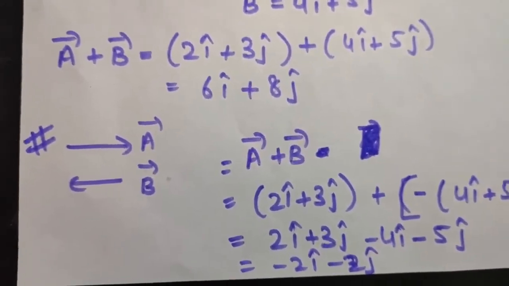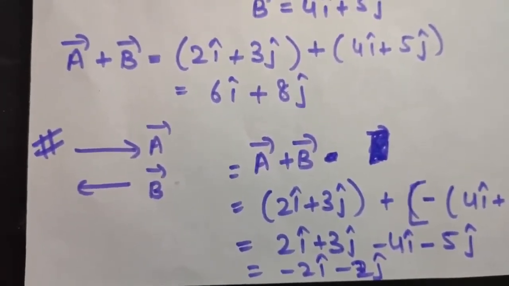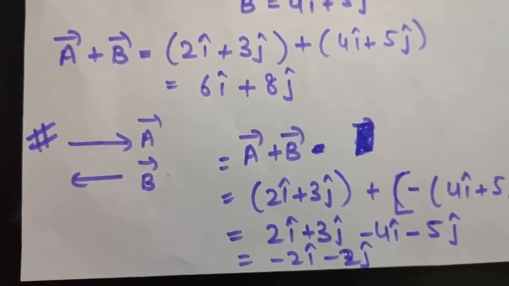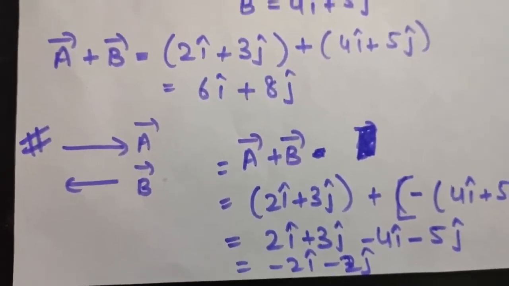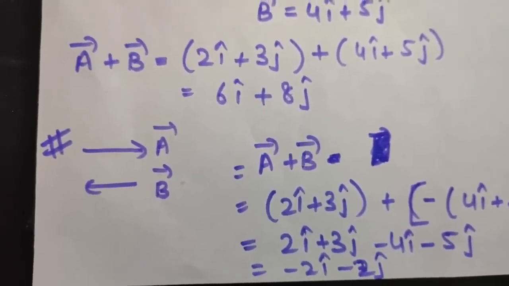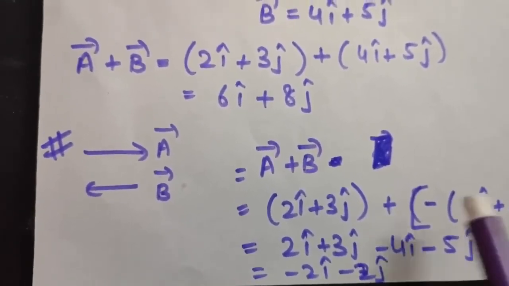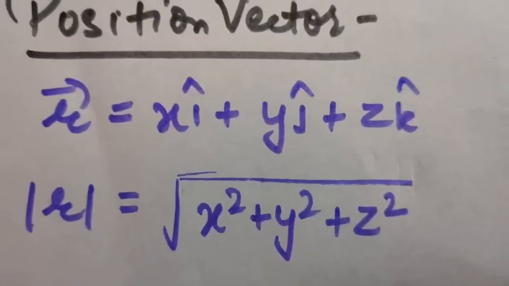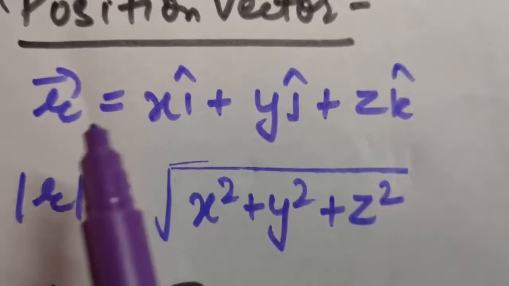So this is the role of direction in vectors. If the vectors are in same direction, they can be added as it is, but if they are in opposite direction, you have to choose one direction which will be positive and the other vectors' directions will be chosen accordingly. Now as I told you, this is the position vector.